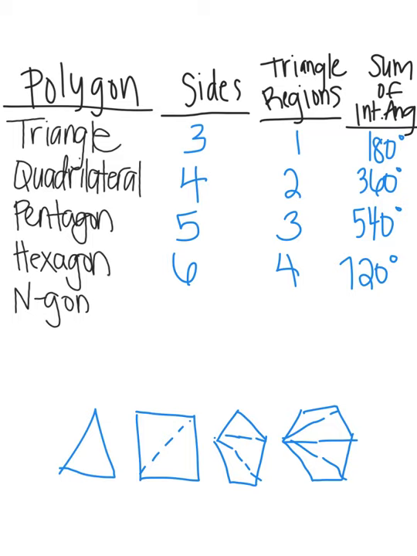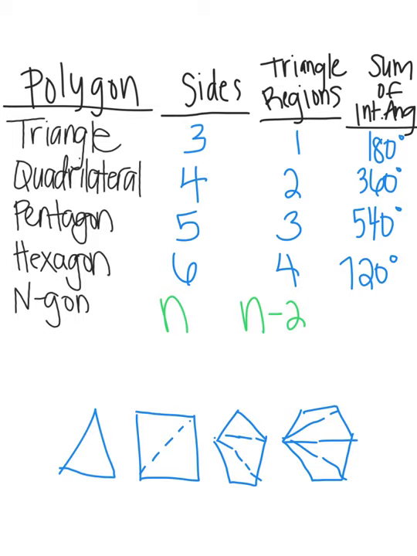Let's start with the number of sides compared to the triangle regions. So with the triangle, I have 3 sides and 1 triangular region. And then as my sides increase, the triangle regions also increase as well. But you could tell that the triangle regions is always 2 less than the number of sides. So if I wanted to figure out how many triangular regions would be in a polygon with n number of sides, I would just subtract 2 from that number.